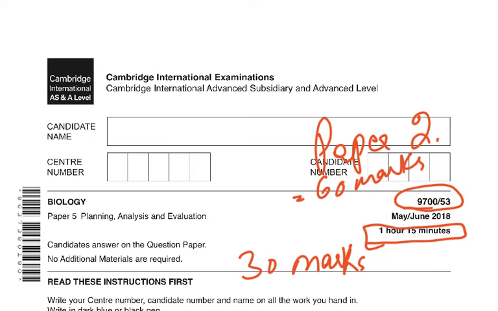The reason is because it's a paper in which you need to think, you need to plan, you need to then write down the answers. You don't need to immediately just read the question and write the answers. You can probably finish the paper in half an hour. But why have you been given so much time? Why have you been given 1 hour 15 minutes?